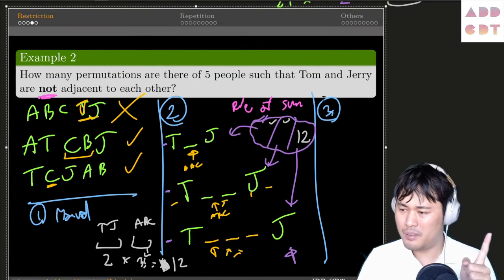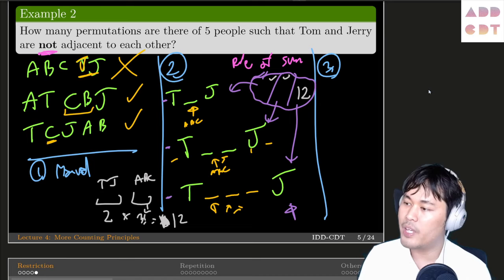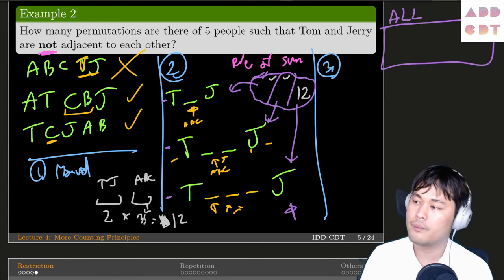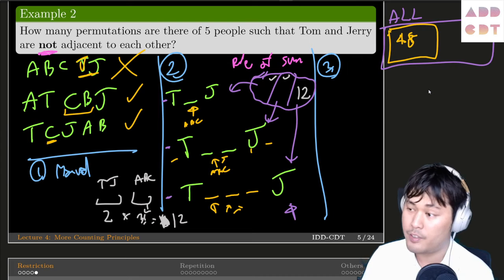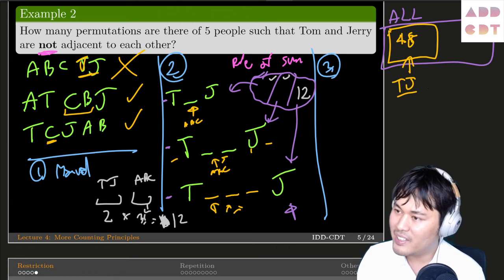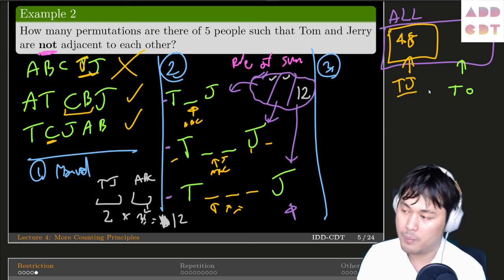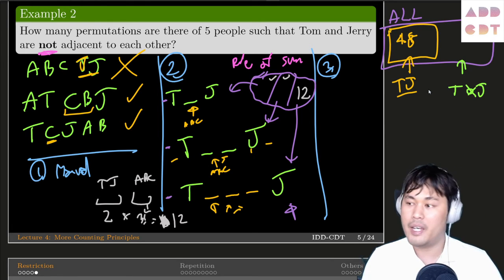So this is kind of the rule of sum in a way. We have all permutations of 5 people. We know that each of them has the property that Tom and Jerry are next to each other. That means the rest of the permutations are the ones where Tom and Jerry are not adjacent. It's as simple as that.